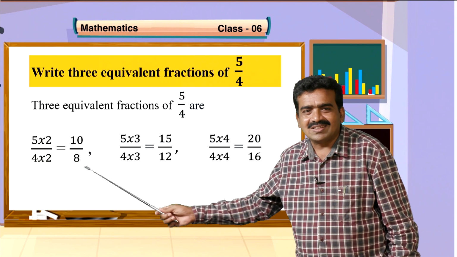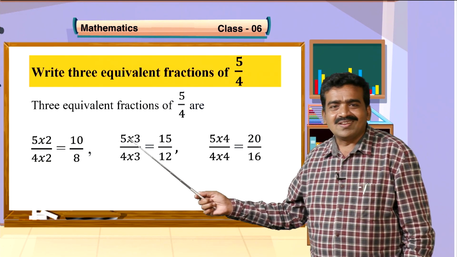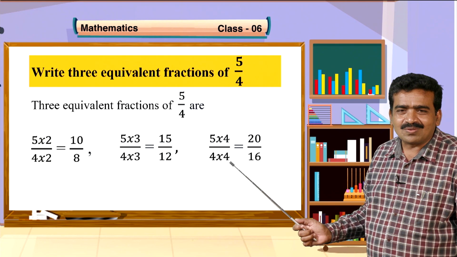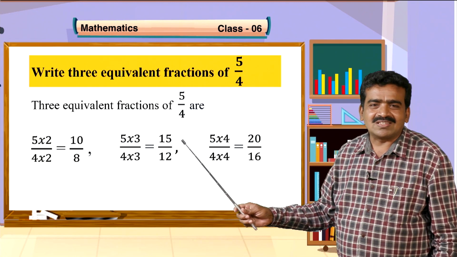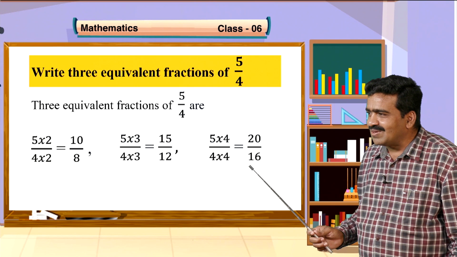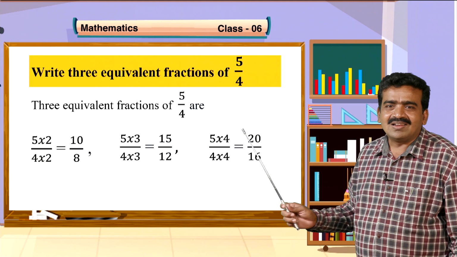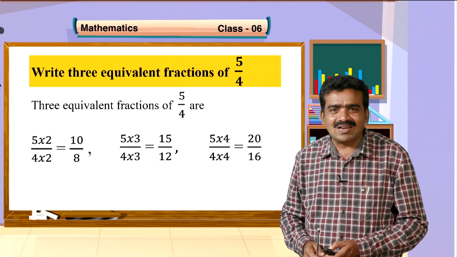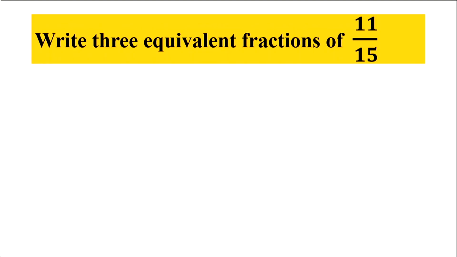What did we do next? We multiplied the same value for the numerator and denominator, 2 by 2, 3 by 3 and 4 by 4. For the first one, how much do we get? 10 by 8. For the second one, 15 by 12, and for the third one, 20 by 16. Therefore, 10 by 8, 15 by 12 and 20 by 16 are equivalent fractions for 5 by 4.